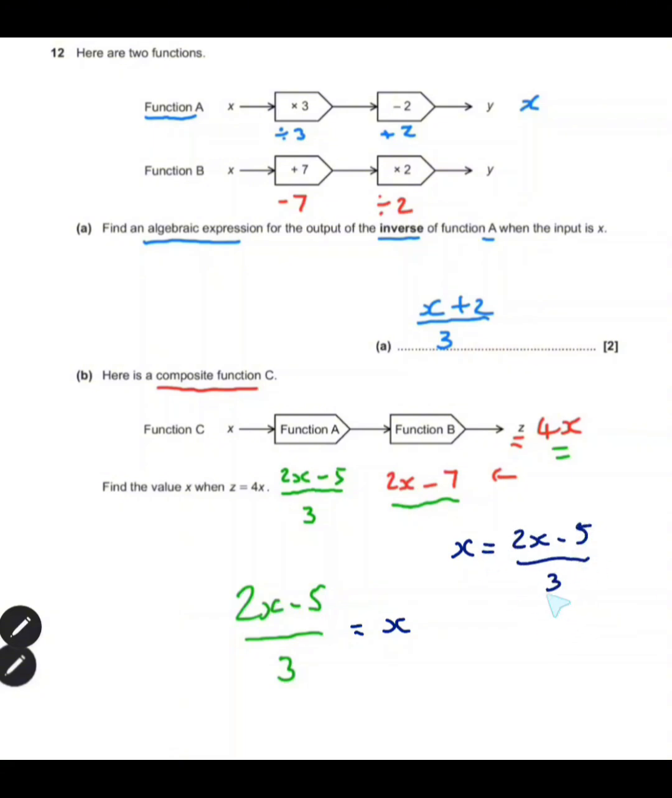Well, the first step to solve this would be times both sides by 3. And we get 3x equals 2x minus 5. Take 2x from both sides, and we get x equals minus 5. There's the actual value of x that goes in.